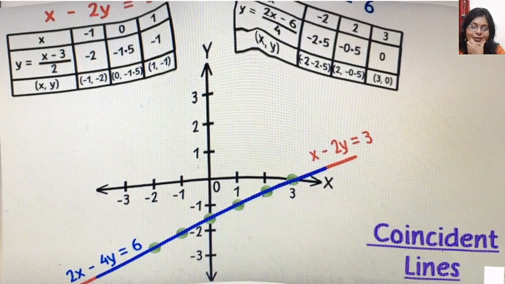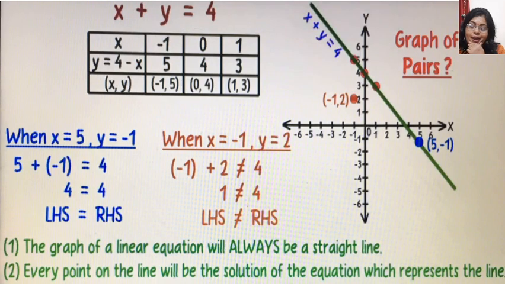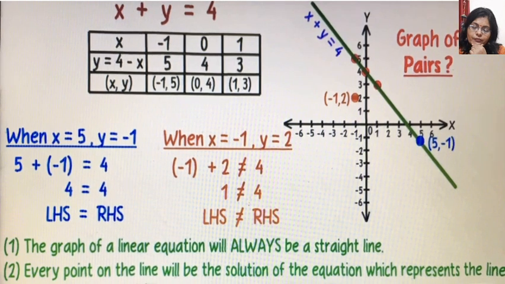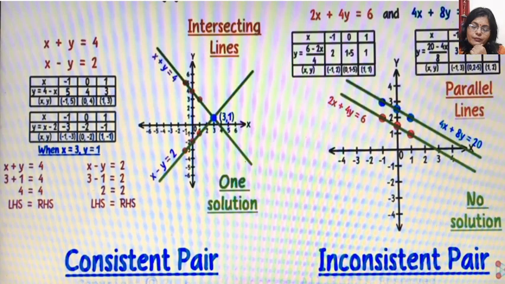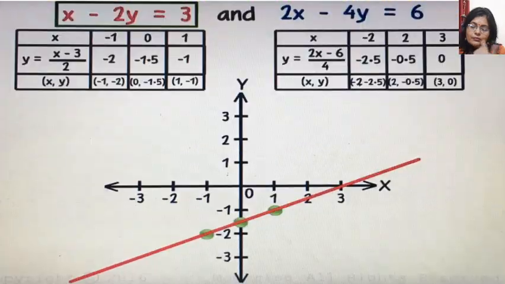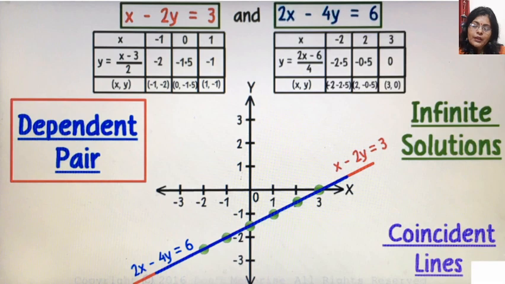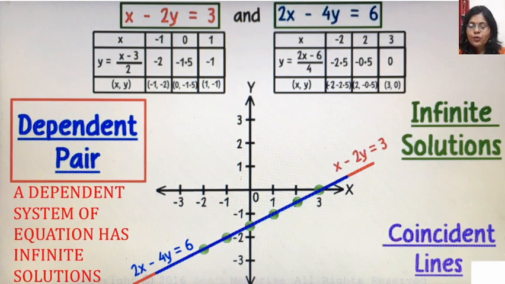So I hope you have understood. Now, one thing, let me recapitulate over here that x minus 2y, just now I have told, these type of pairs are called dependent pair, having infinite solutions and coincident lines. So I hope you have got through this.